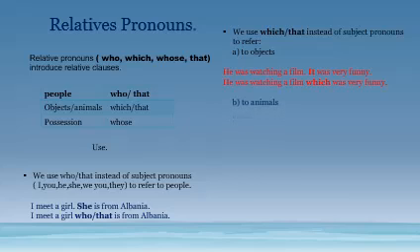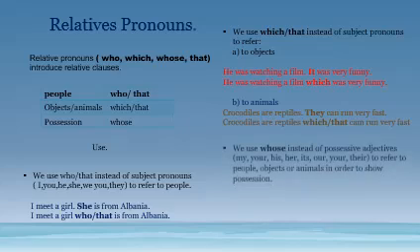And the second one is for animals. Crocodiles are reptiles, they can run very fast. Crocodiles are reptiles which or that can run very fast. As you can see, we have replaced the subject pronoun they with the relative pronouns which or that.